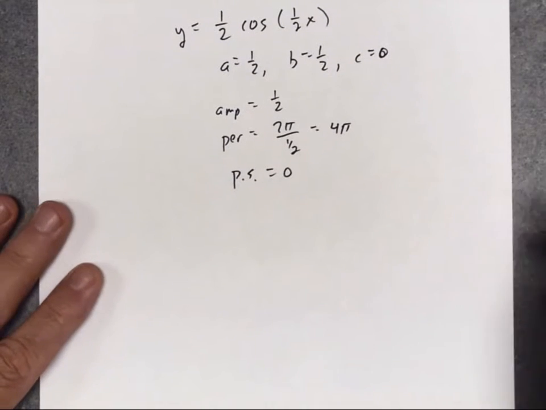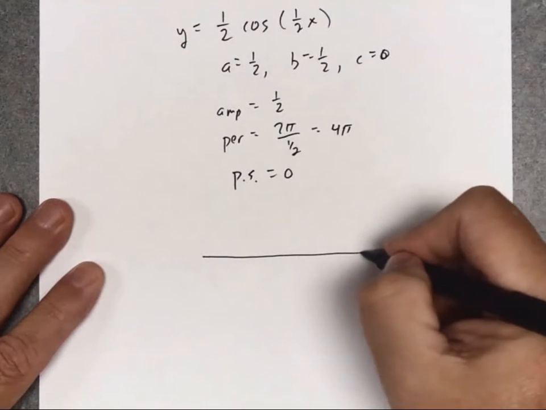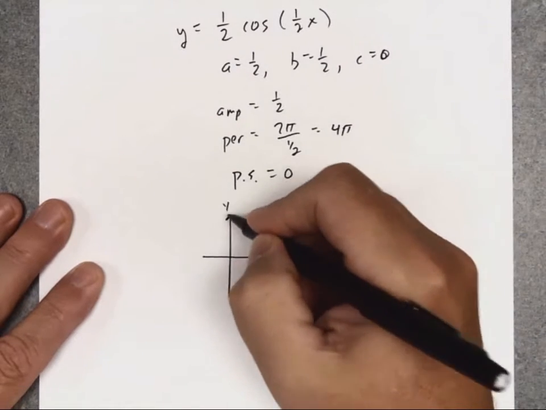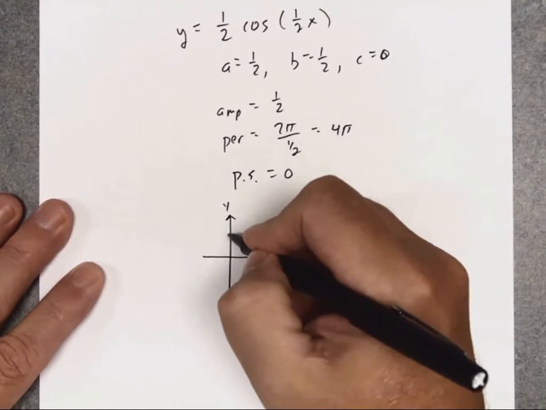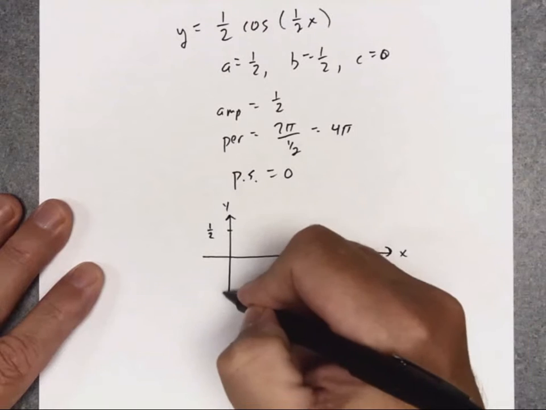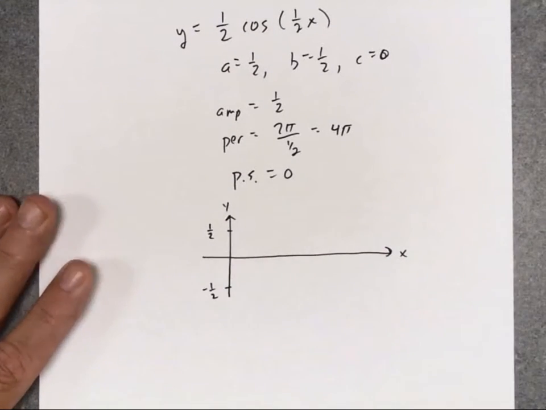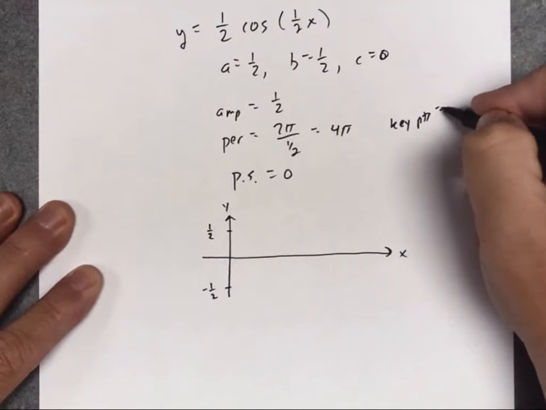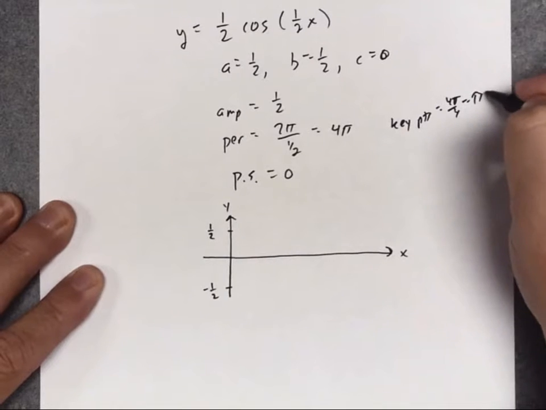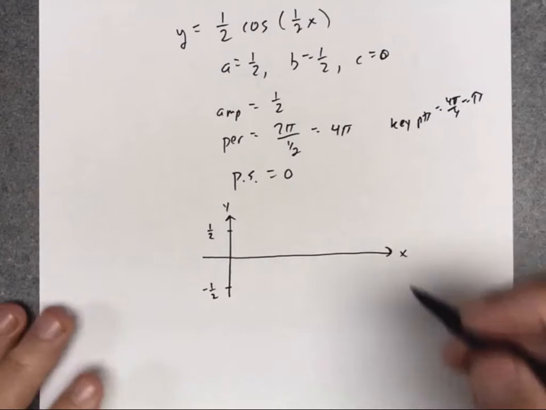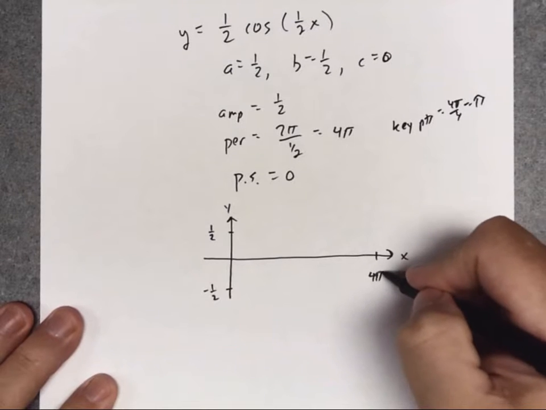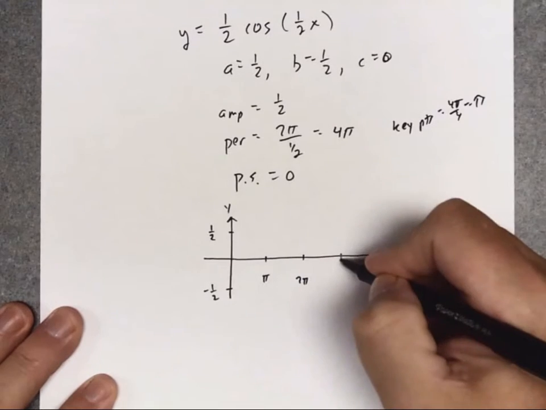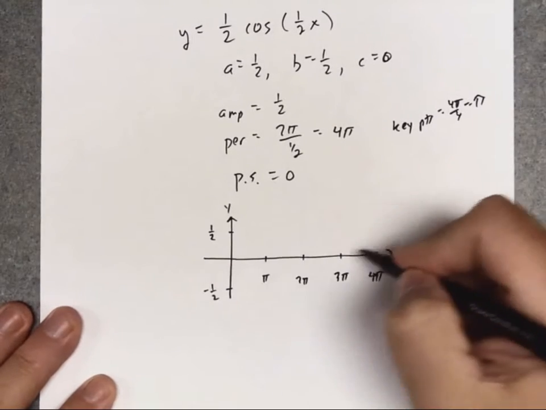So now, as I try and draw my cosine, first of all, amplitude's 1/2. So now I'm going to mark this, and that's going to be 1/2. And down here is -1/2. The period's 4 pi. Just to make sure of my key points, every pi is going to be a key point. So let me go out here and mark my 4 pi for my period, cut it in half, 2 pi. So every point on here is my key point.